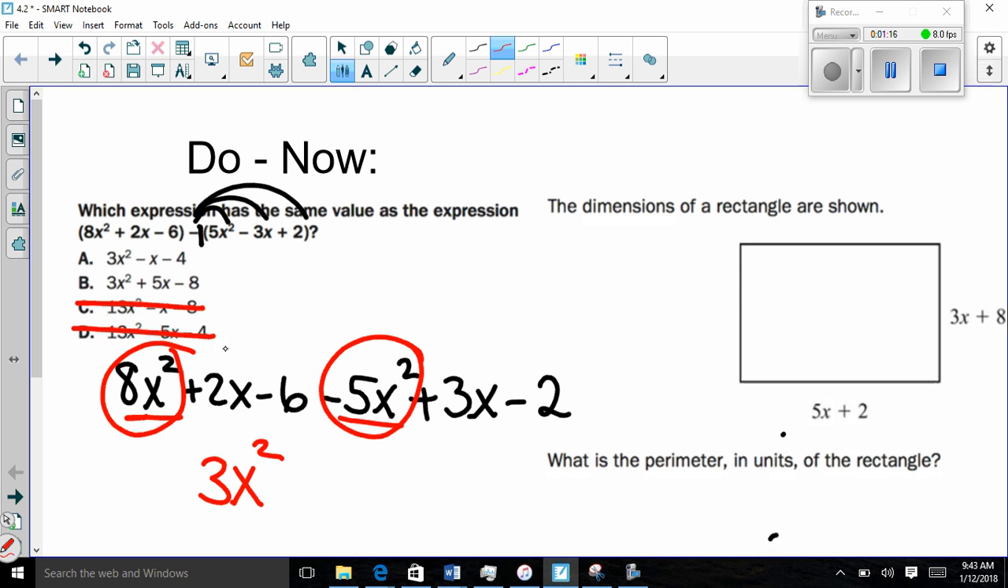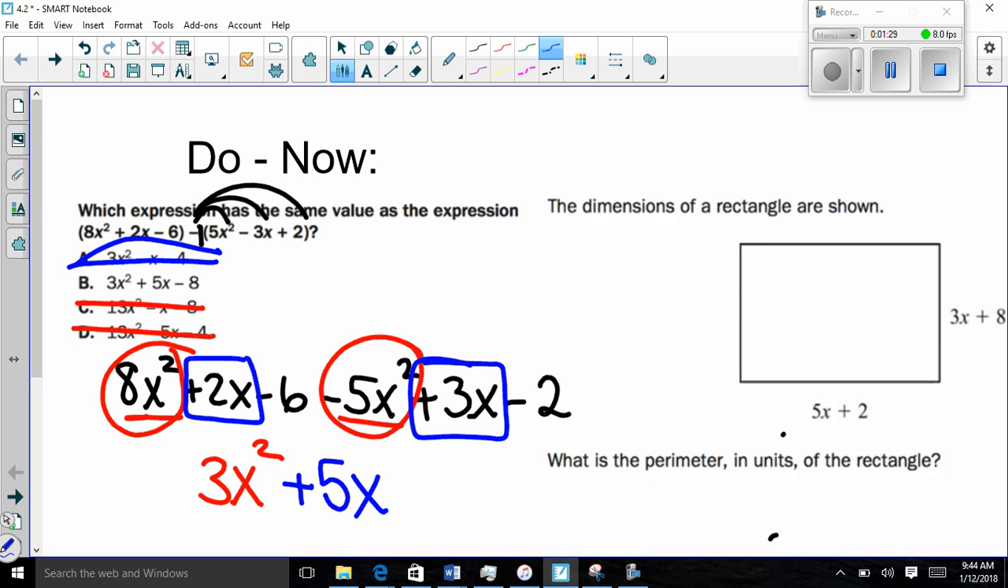Then let's do the x's. So I have 2x and 3x. What's 2 plus 3? 5, right? 5x. Which one can we eliminate now? And so our answer has to be B, because -6 minus 2 is -8.